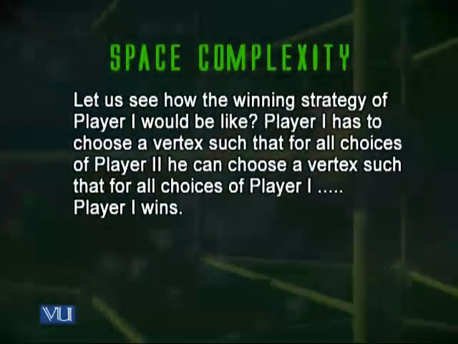Let's see what a winning strategy of player 1 would look like. Player 1 has to choose a vertex such that for all choices of player 2, he can choose a vertex such that for all choices of player 2, he can choose a vertex, and so on, such that in the end, player 1 wins, which means player 2 gets stuck. So for player 1 to have a strategy, he must have a way of picking a vertex so that no matter how player 2 picks the next vertex, he can then again pick a vertex, and continue the game till in the end he puts player 2 in a situation where the second player is stuck.